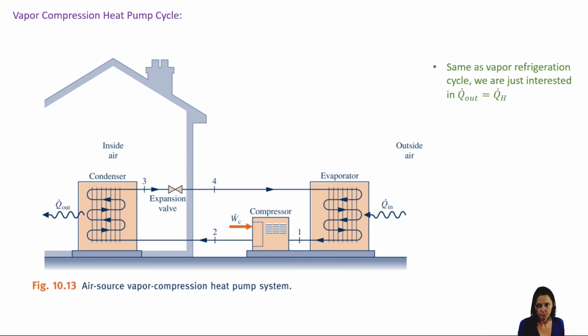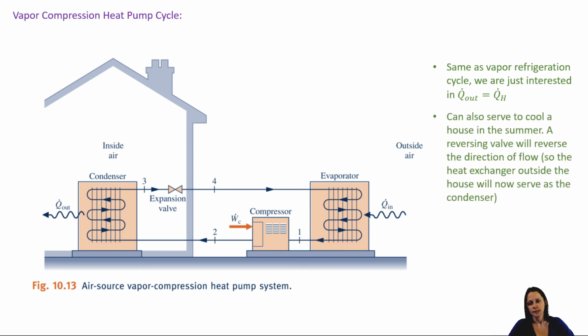as opposed to keeping that refrigerated space cold. Now, that doesn't mean to say that you can't use it as an air conditioner. So your heat pump also probably has a reversing valve, which will reverse the direction of flow of the refrigerant, which would allow you to, instead of heating up the inside of your house, cool down the inside of your house.